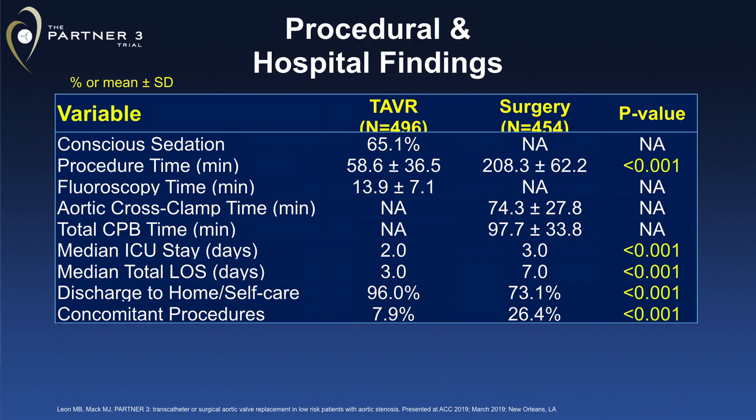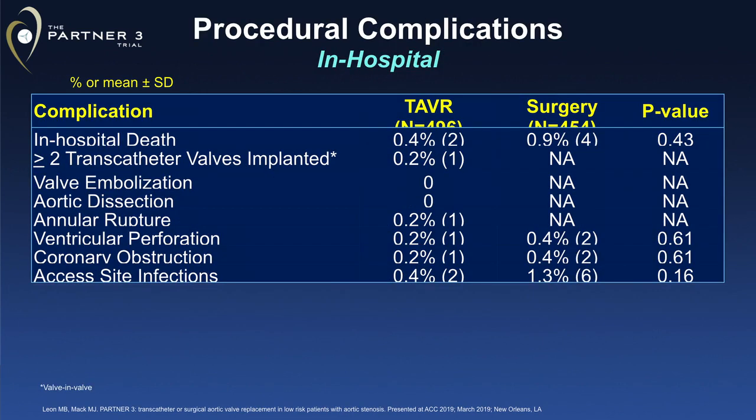As far as complication rates, we're not seeing a difference statistically. Maybe the access site infections jump out here in surgery at 1.3% compared to 0.4% in TAVR, but the statistical analysis shows it's not statistically significantly different. So similar complications in the hospital.